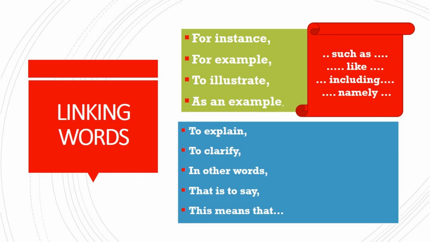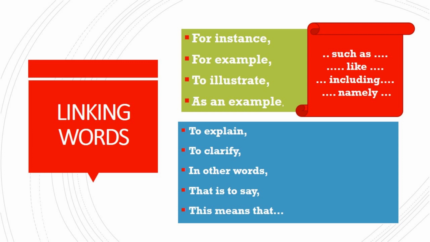For instance, for example, to illustrate, and as an example, are linking words that are used to introduce sentences, such as, like, including, namely, are linking words that are used to introduce words or phrases. The second list of linking words are those that we use to provide explanations. As you can see, these linking words are always used at the beginning of a sentence and are used to introduce a sentence that explains an idea.